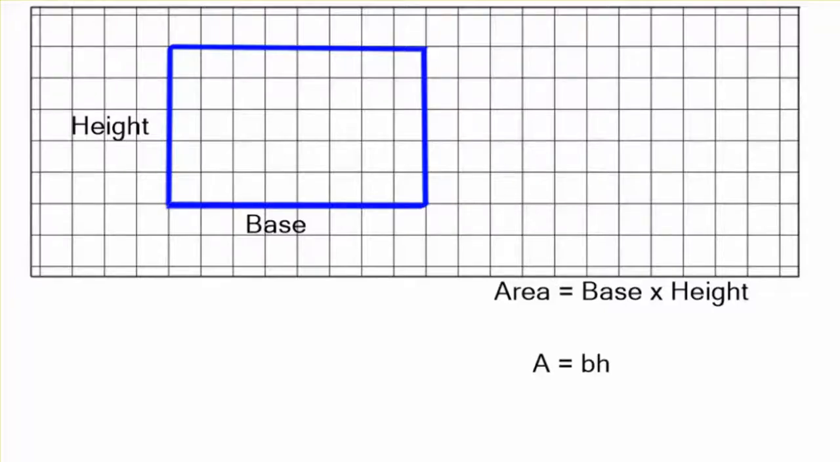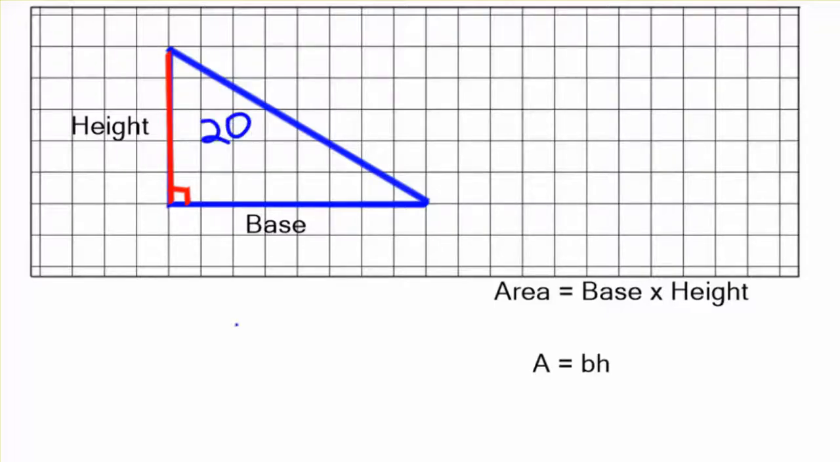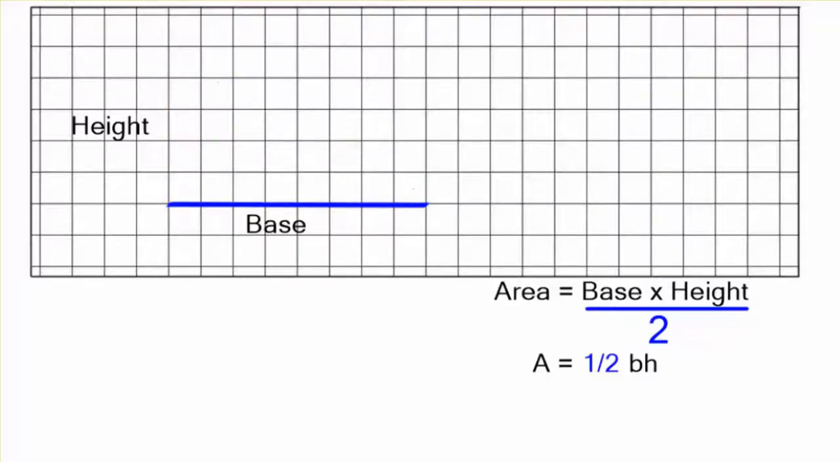But you can think of a triangle as half as much as that. So let's go ahead and draw a triangle. It's half as much. It has the same height, same base, but it's been cut in half. Therefore, this one's going to have an area of half as much, which is 20. So our new formula is going to be base times height divided by 2. And that's often written in the formula as 1/2 BH. Same thing.